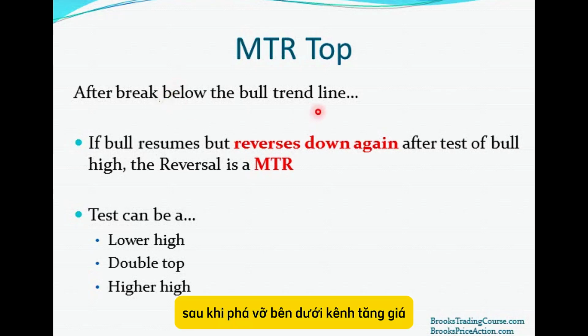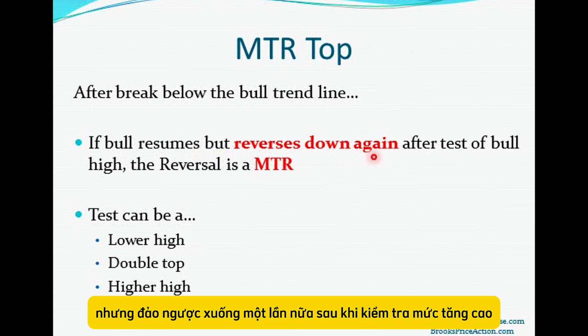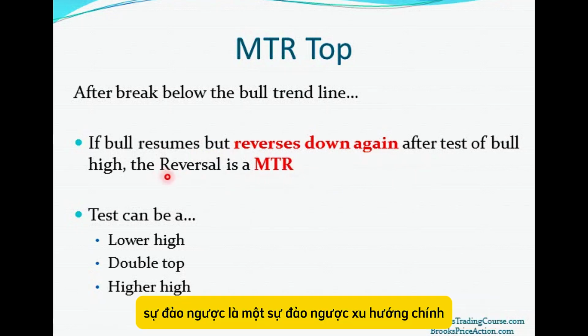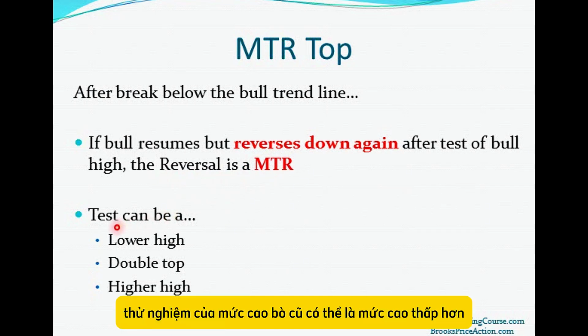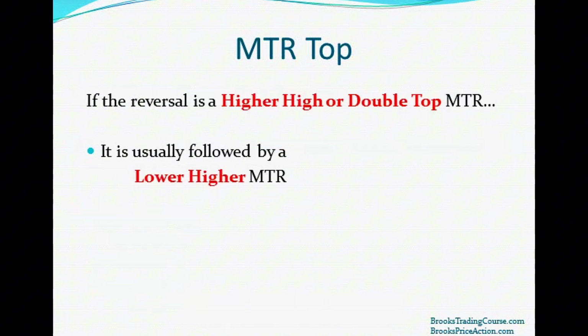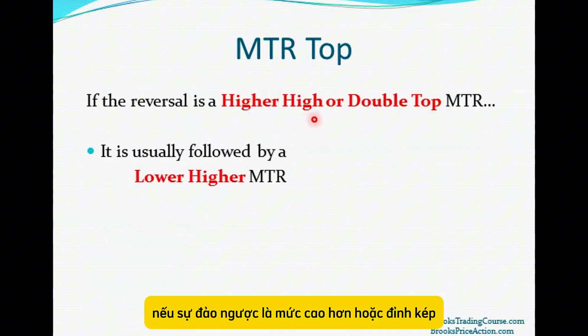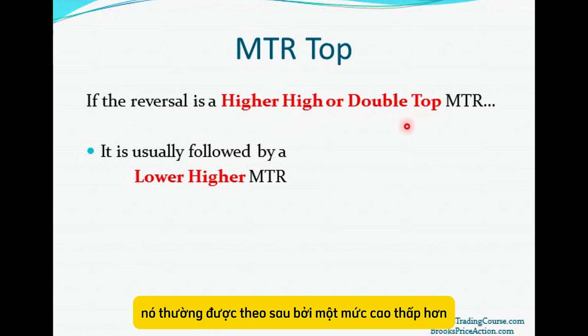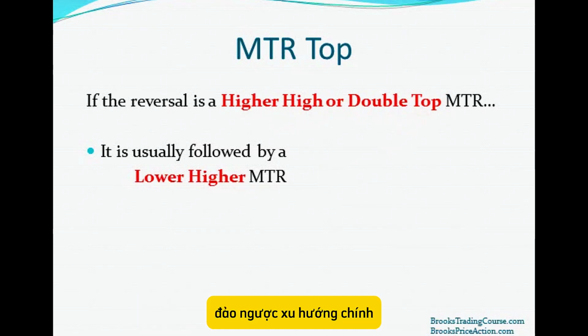After the break below the bull channel, if the bull resumes but reverses down again after testing the bull high, the reversal is a major trend reversal. And again, the test of the old bull high can be a lower high, an exact double top, or a higher high. If the reversal is a higher high or a double top, it's usually followed by a lower high major trend reversal.